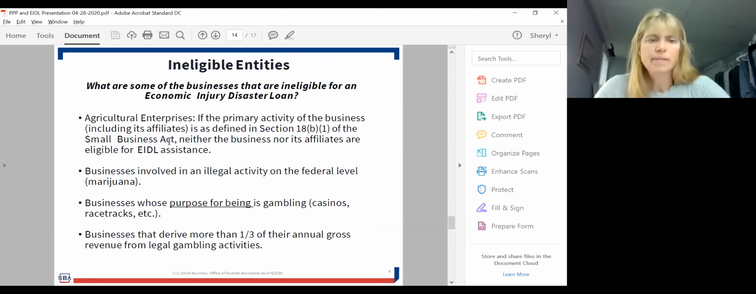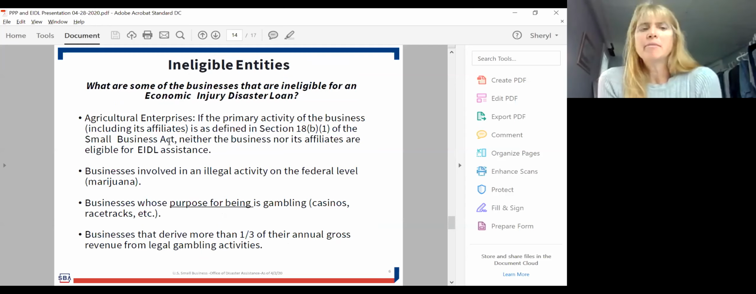And ineligible entities. So other than the agricultural cooperatives, other agricultural enterprises are not eligible, and the USDA is set up more to handle other agricultural enterprises. And just a reminder, for marijuana-based businesses, at a federal level, it is still considered illegal. So as a result, marijuana-based businesses are not eligible for either PPP or the EIDL loans.